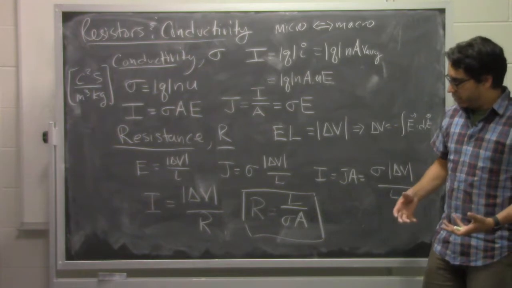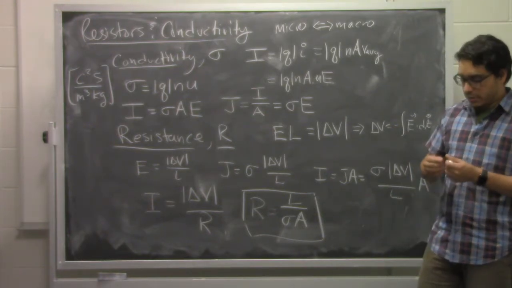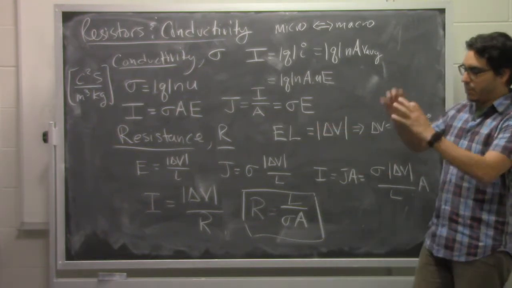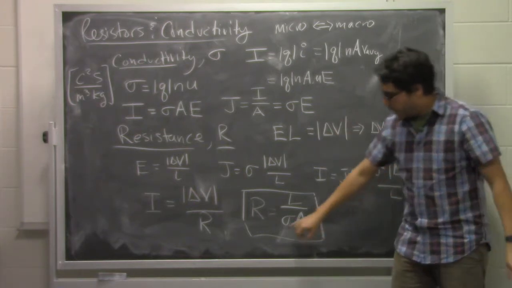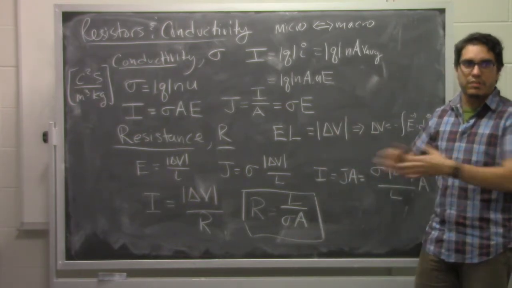This all fits with our understanding of how this should work, right? It's going to take more energy to push over a longer distance. If you have a bigger tube, you can get more stuff through. And if it's more conductive, it's easier to move those things through.